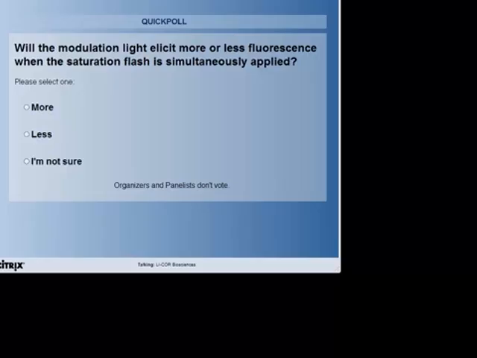So the question is, will the modulation light elicit more or less fluorescence when the saturation flash is simultaneously applied? And so while you're thinking about this, what I want to point out is that during application of the high-intensity flash, first of all, the intensity of that flash could be upwards of 10,000 micromoles per meter squared per second. However, the intensity of the modulated light doesn't change. So take that into consideration when you're thinking about whether or not the fluorescence yield is going to increase, decrease, or stay the same when the high-intensity flash is given.